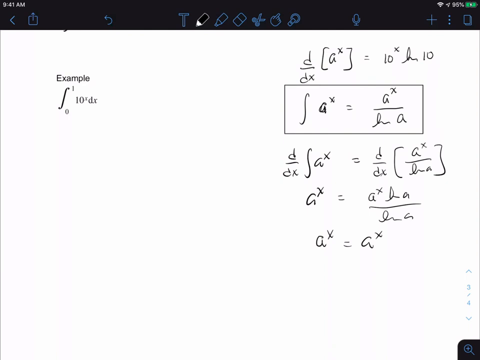So then in the example that we have, when I take the antiderivative of 10 to the x, won't I get 10 to the x over ln of 10? Right? But because we've got a definite integral, it's going to be from 0 to 1. Do you guys agree with that? Okay. That box that I just showed you is going to be important. You guys should try to have that down somewhere.